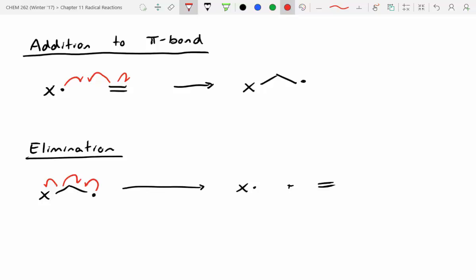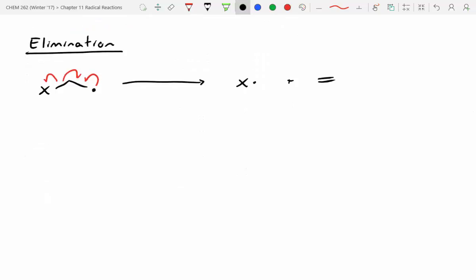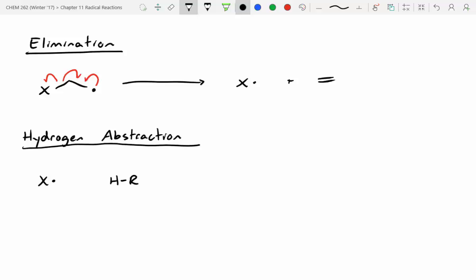And then last but not least, we have a class of radical reactions called abstractions. The first one is pretty easy. It's a hydrogen abstraction. And this involves a radical stealing a hydrogen. So this radical will reach out, pluck off this hydrogen, and then that R group will be given the remaining electron.